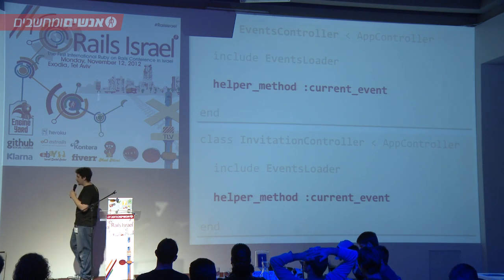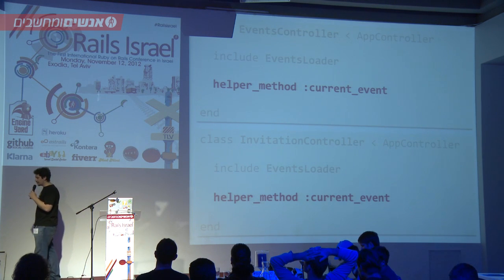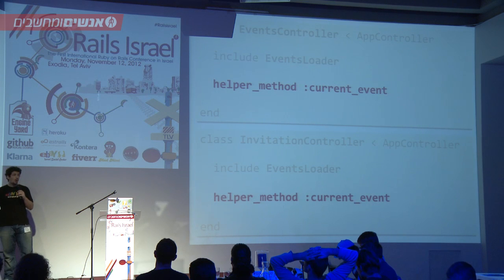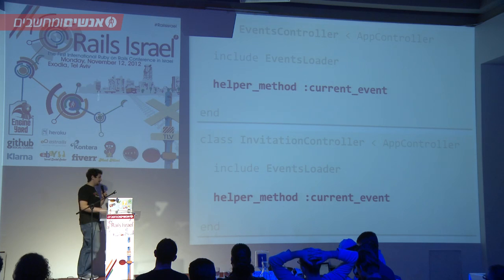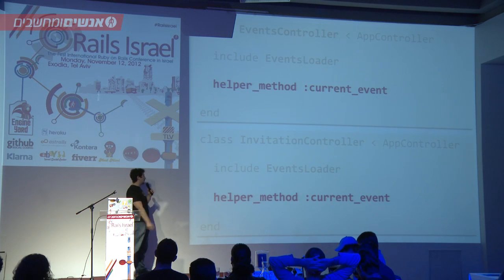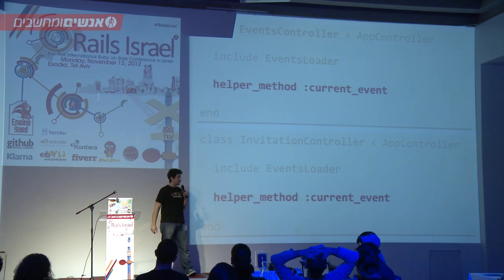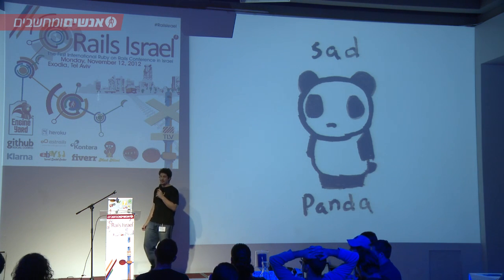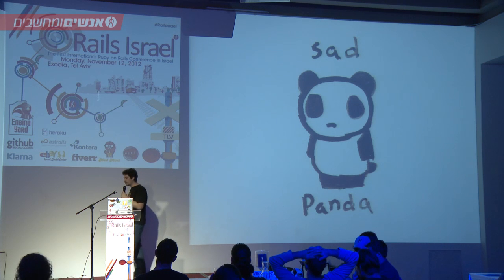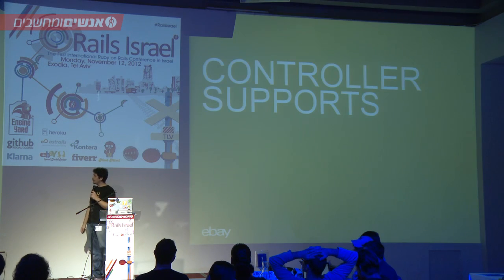We might want to have this new current event method as a helper method, or as a before filter. But now that we have it as a mixin, we need to add this code again into each one of our controllers that actually includes that mixin. And that makes us a sad panda because, again, code duplication, and that's exactly what we're trying to avoid.